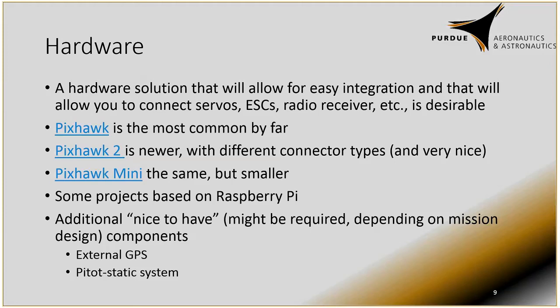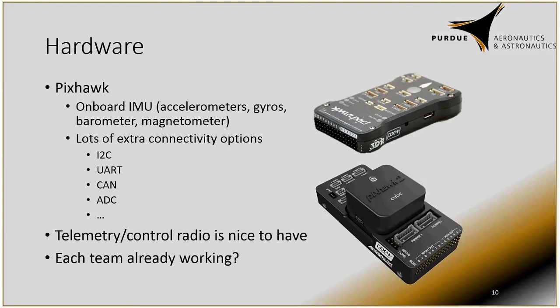And additionally, as we said with the navigation solution, where you're at. So an external GPS gives you that very accurately, very quickly. Nice to have. Pitot-static system, almost required for any kind of airspeed-based flight paths. So once again, the hardware that some teams are using up on the top, the Pixhawk 2 on the bottom there, have an onboard inertial measurement unit. So accelerometers, gyros, barometer, magnetometer, all on board.